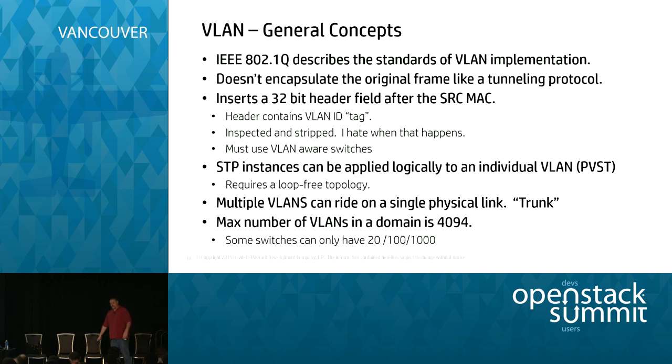Still requires loop free, still requires blocked ports at some point. So you still have some of these problems. It's just a little nicer, right? It's an incremental step forward. Now, one of the other good things is you can ride, obviously, multiple VLANs over a single physical link. That's a huge plus, right? Trunks, we all know about this stuff. I'm going quick. And the punchline, maximum number of VLANs, 4,094.